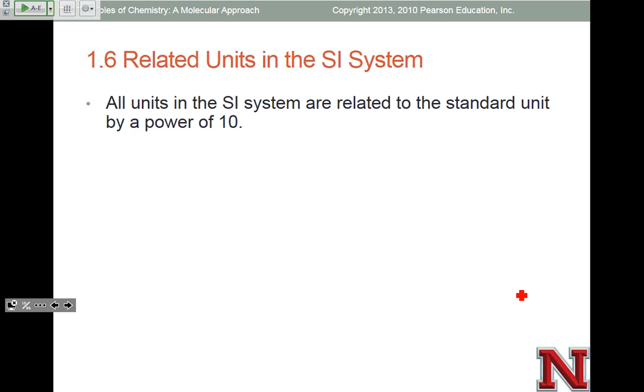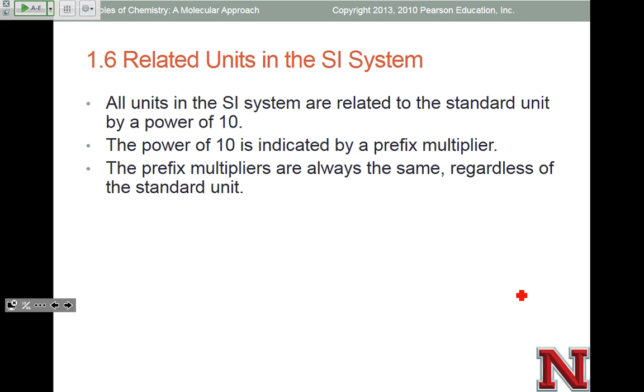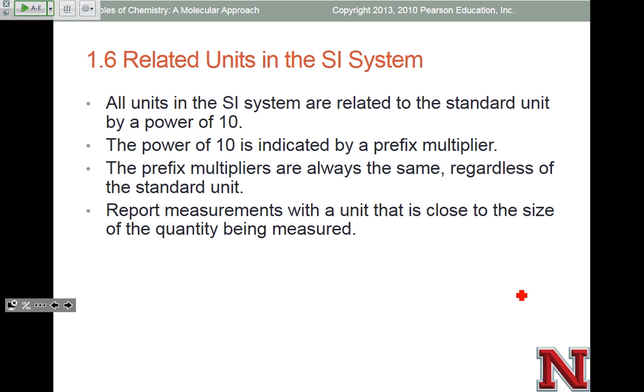Our standard unit systems are related by a power of 10, and this is usually indicated by what we call a prefix multiplier: 10 to whatever, like 10 to the 6, which is just 10 raised to the 6th power. They're always the same regardless of what unit we're using. Meaning, a milligram is related to a microgram in the same way a milliliter is related to a microliter, with that same power difference, even though one is talking about mass and the other is talking about volume. So you do need to know these multipliers.